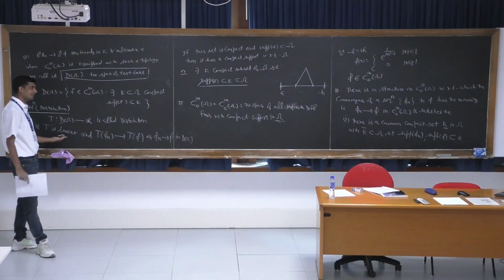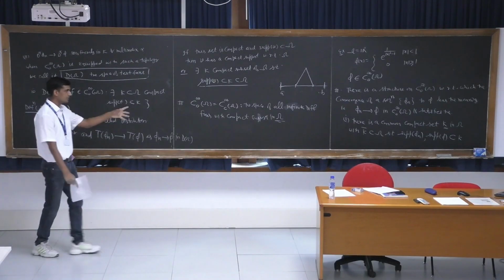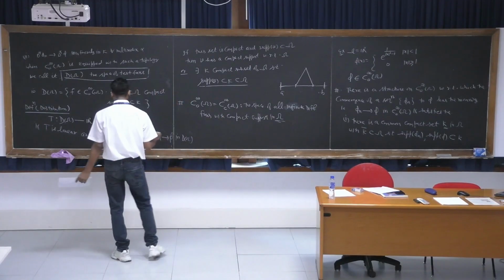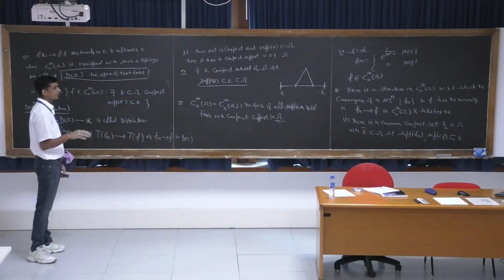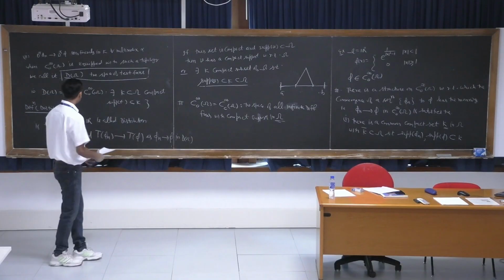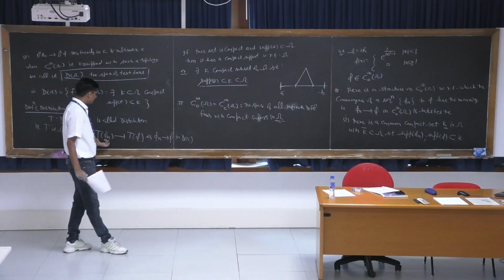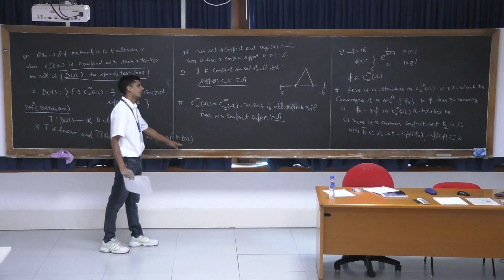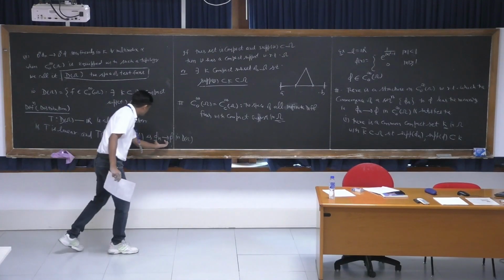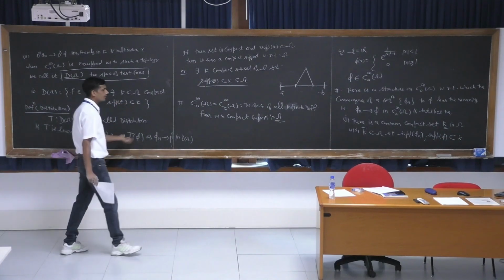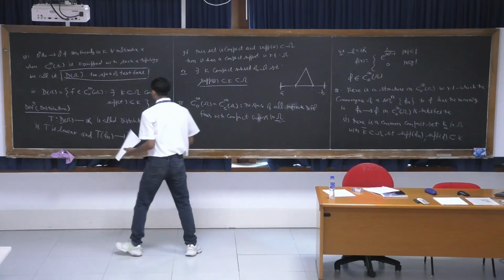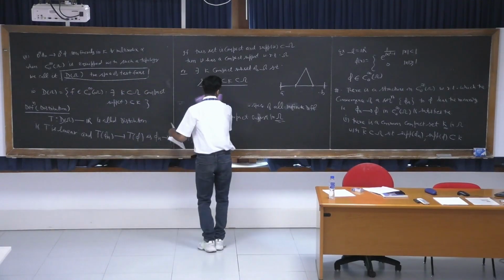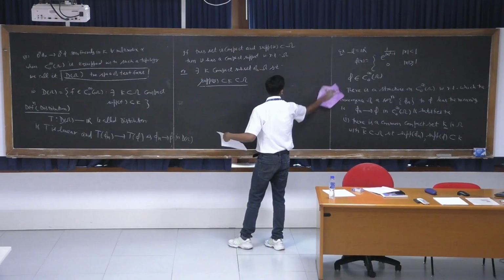First, this is linear. Obviously we can prove easily it is linear. Linear means T of alpha u plus beta v is equal to alpha T of u plus beta T of v. Second, if phi n converges to phi, then T of phi n should converge to T of phi. So we can say this is a distribution.